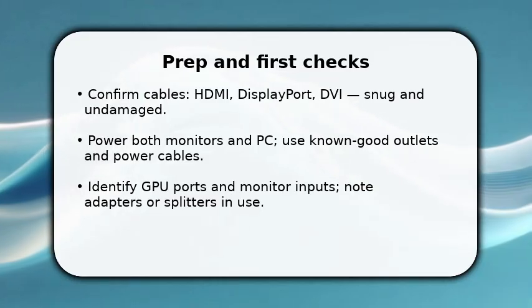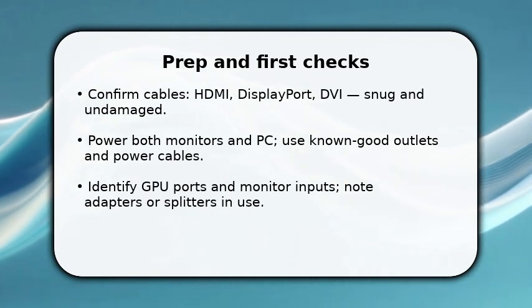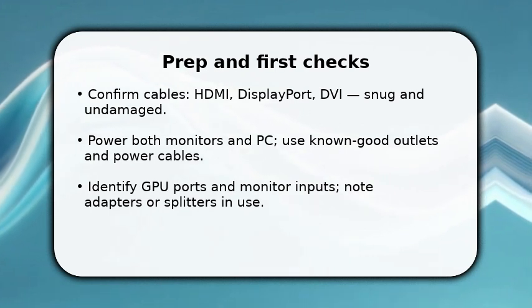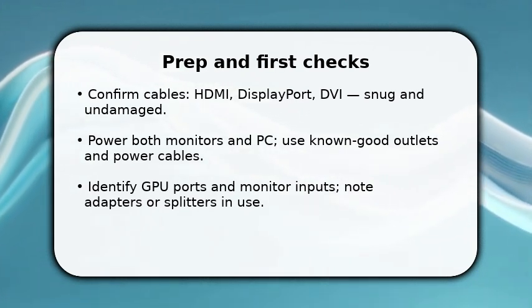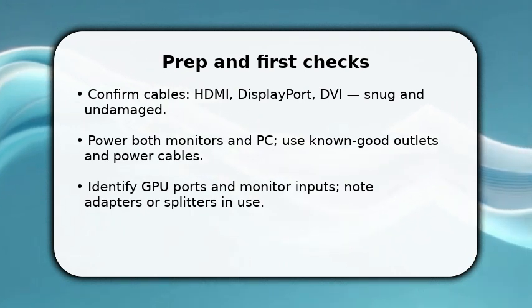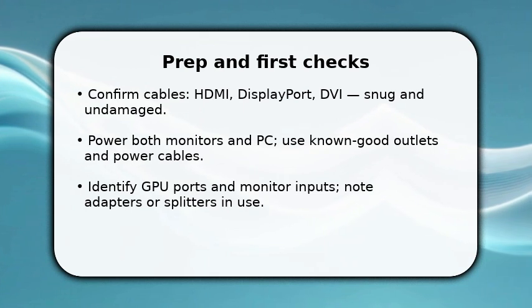You start by verifying power and physical connections because most dual-screen problems are simple. First, power both displays and the PC, then check that HDMI, DisplayPort, or DVI cables are fully seated and not frayed. Once done, inspect the GPU outputs and each monitor input, noting any adapters or splitters.